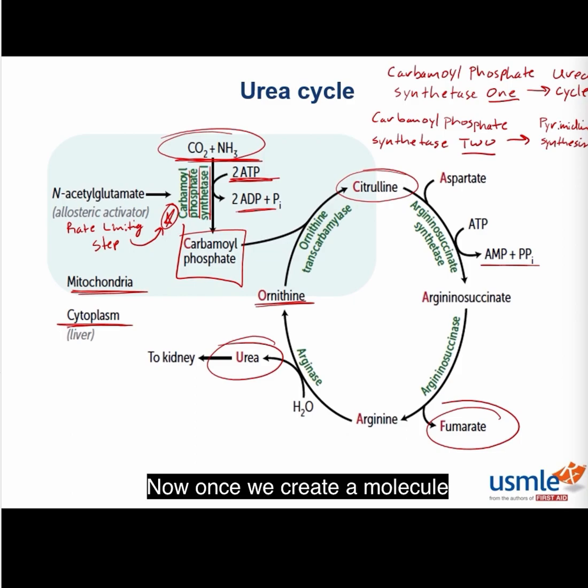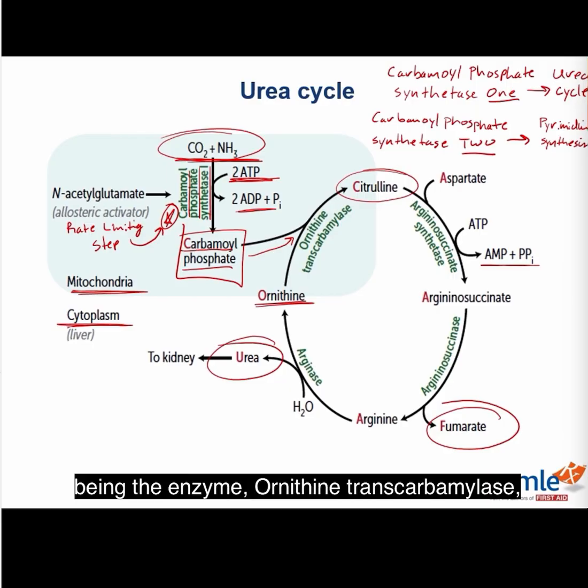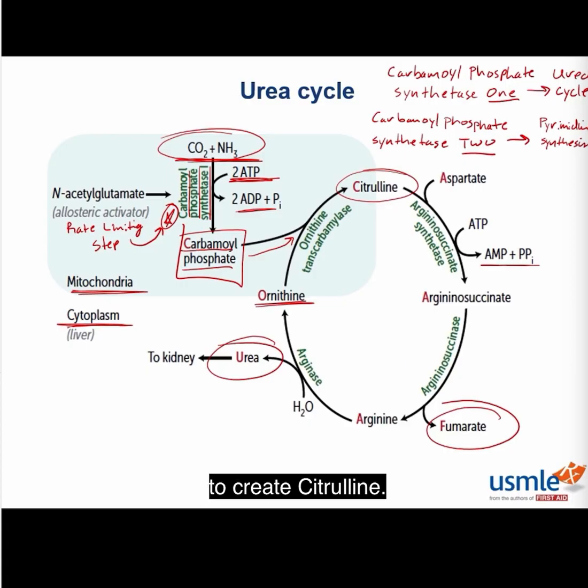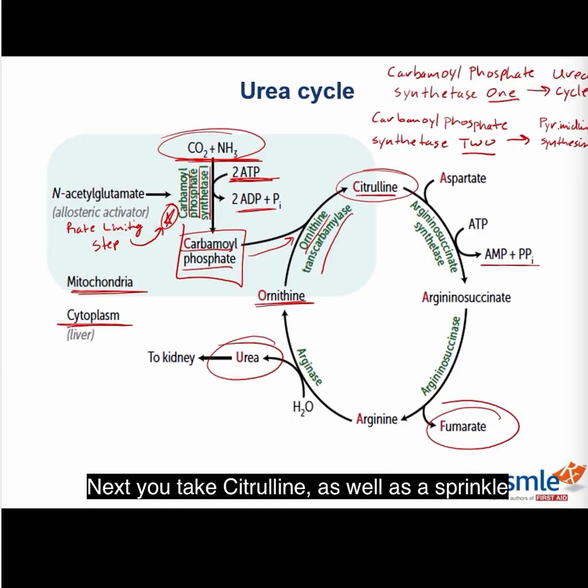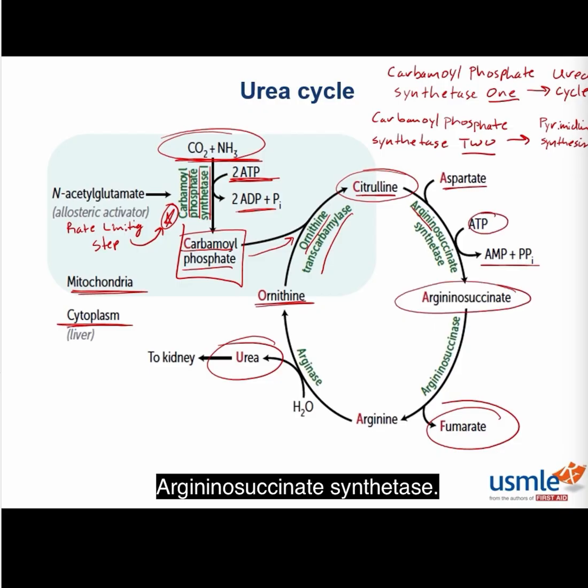Now, once we create a molecule of carbamoyl phosphate, we're ready to take a spin in the urea cycle. Once again, carbamoyl phosphate combines with ornithine via the enzyme ornithine transcarbamylase to create citrulline. Next, we take citrulline, as well as a sprinkle of aspartate, and some ATP to create argininosuccinate via the enzyme argininosuccinate synthetase. Now, before we keep on cycling through, let's talk briefly about the structure of urea.